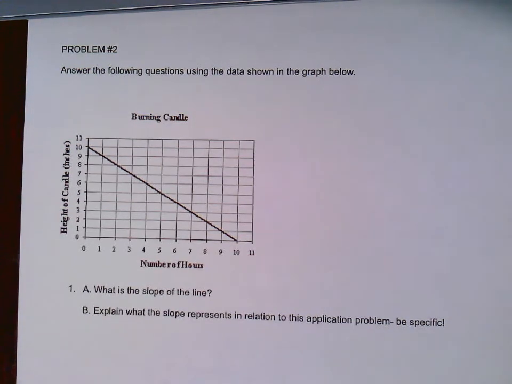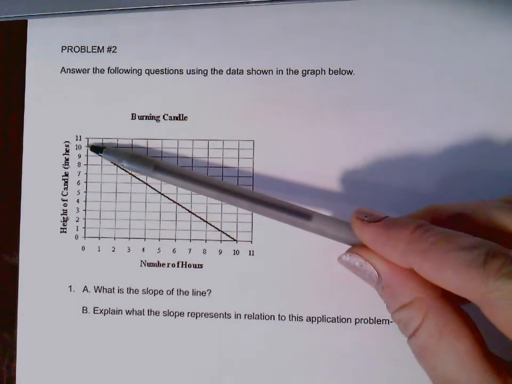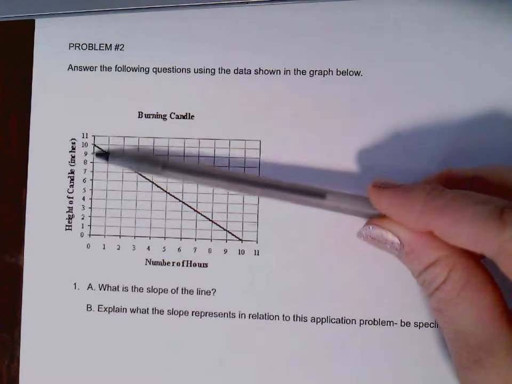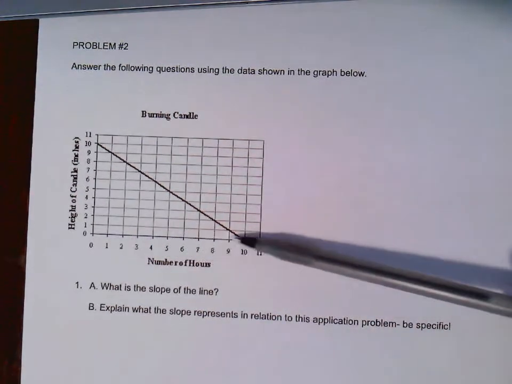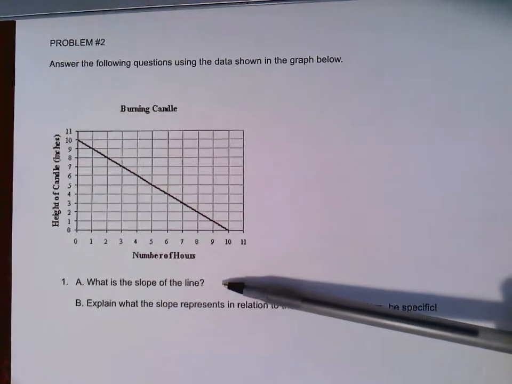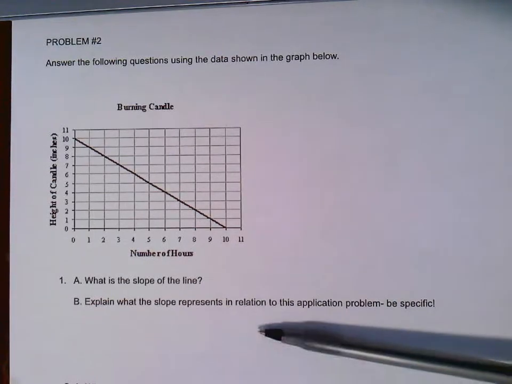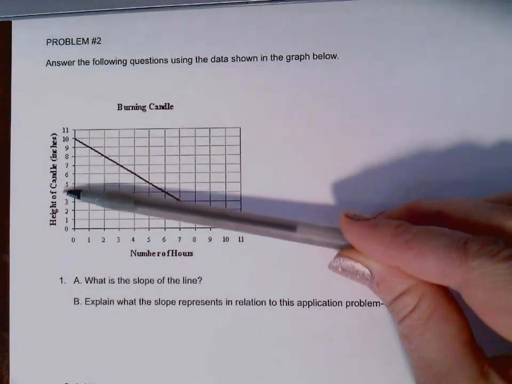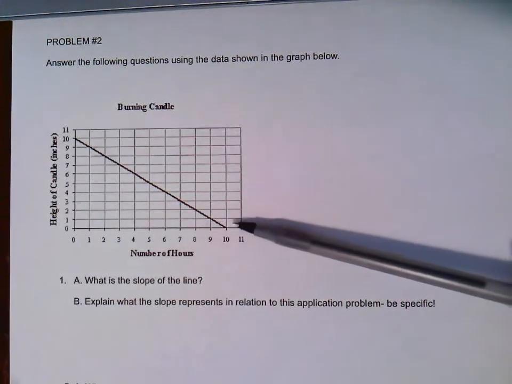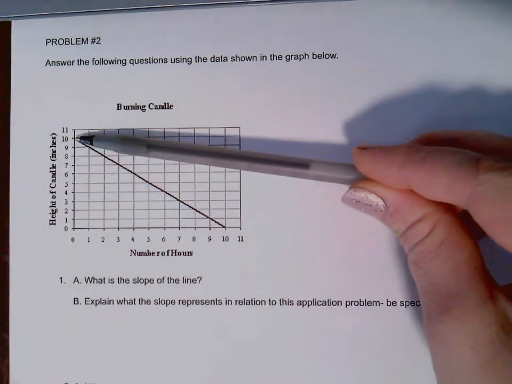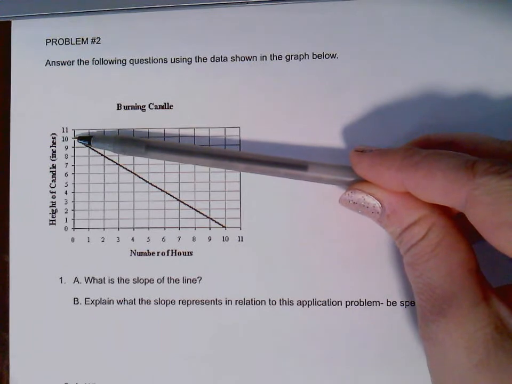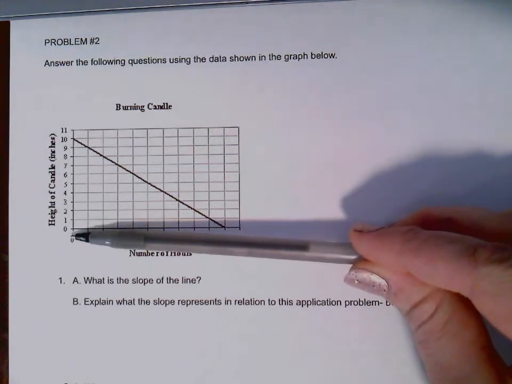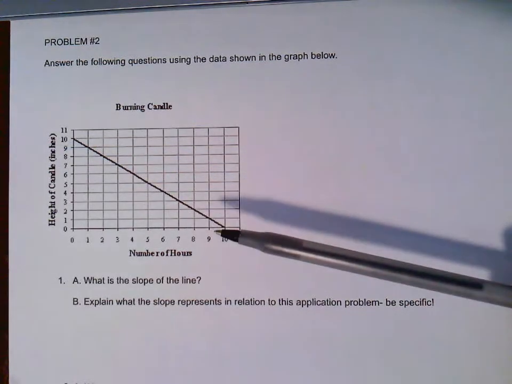So the slope of the line, I go down 10 and over 10. So negative 10 divided by 10, the slope must be negative 1. What does that represent? The height of the candle is going down 1 inch every hour. The y-intercept, 10. What does that represent? Well, the original height of my candle, it was a 10-inch candle, right? And it slowly got shorter and shorter over time.